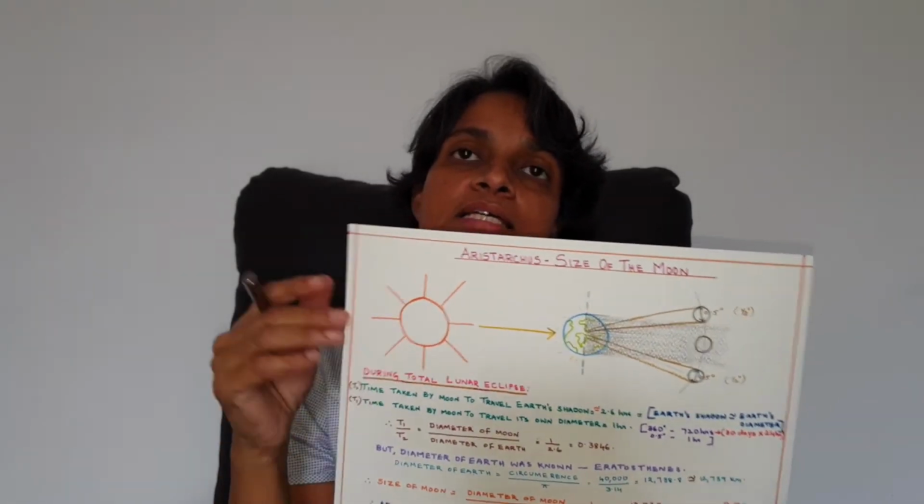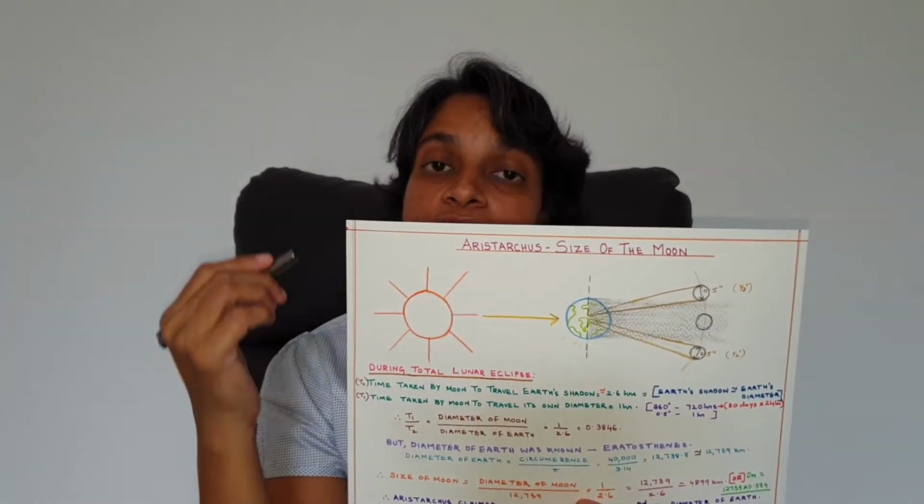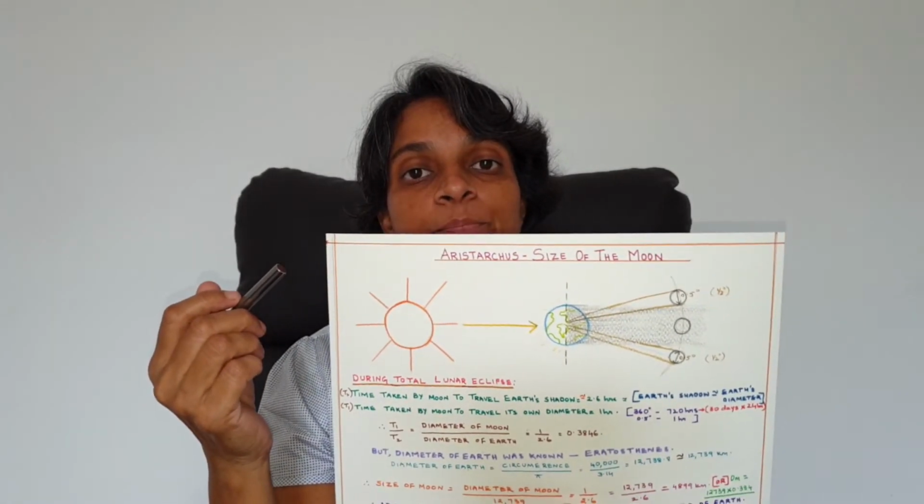And this is important because, as we have seen previously, the diameter of the sun is 20 times the diameter of the moon as calculated by Aristarchus, and the diameter of the moon is one third the diameter of the Earth. So if you arrange these bodies according to their diameters or sizes, the sun is the largest, next comes the Earth, and next comes the moon.